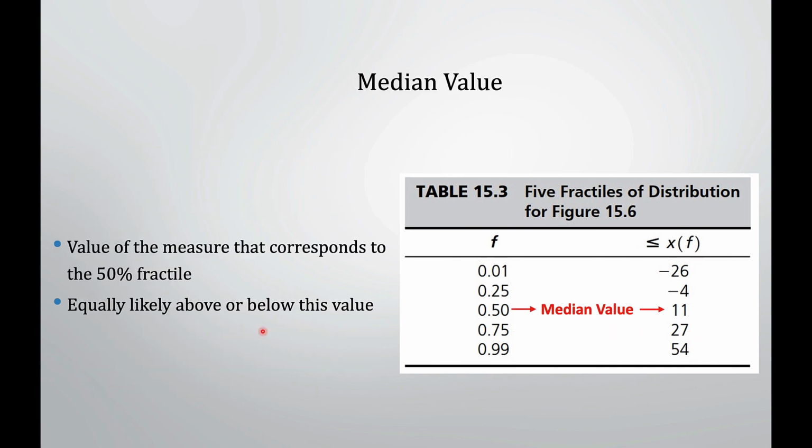Okay. And then the median value is very straightforward and might be familiar to you. So that is the value that corresponds to the 50% fractile. And the property of the median value is that the measure is equally likely to be above or below this value.